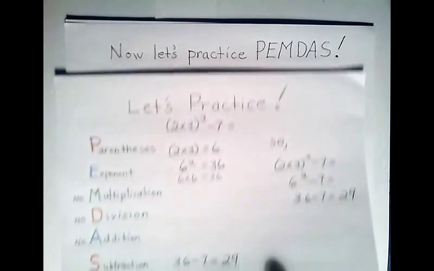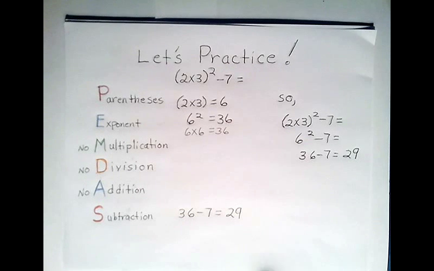Let's practice one more. This equation is (2 times 3) to the second power minus 7. First, let's look at the parentheses. 2 times 3 is in parentheses. We would do that operation first, and it would become 6.